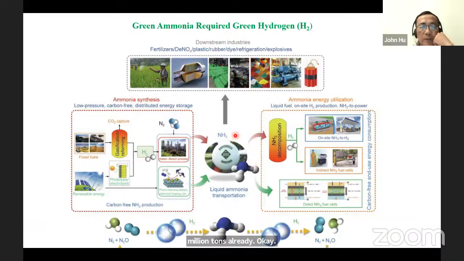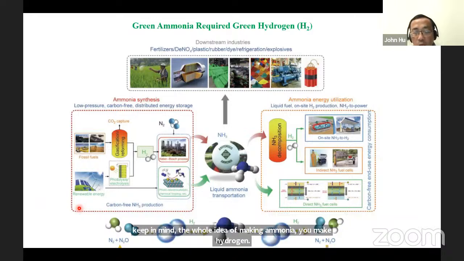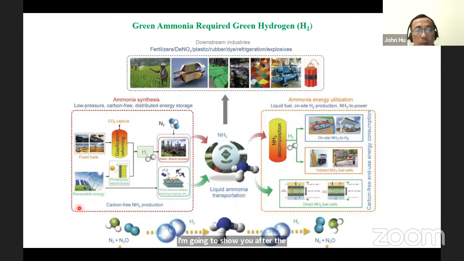Okay, so talking about ammonia synthesis, I'm going to show you the process flow diagram. For the students, if you have any questions, just raise your hand and ask. Otherwise, I will keep on talking. So there's low pressure and high pressure synthesis of ammonia. It just depends on how you want to do it. Keep in mind the whole idea of making ammonia is you make hydrogen. I want to show you the flow diagram and how ammonia is made in the industry today.